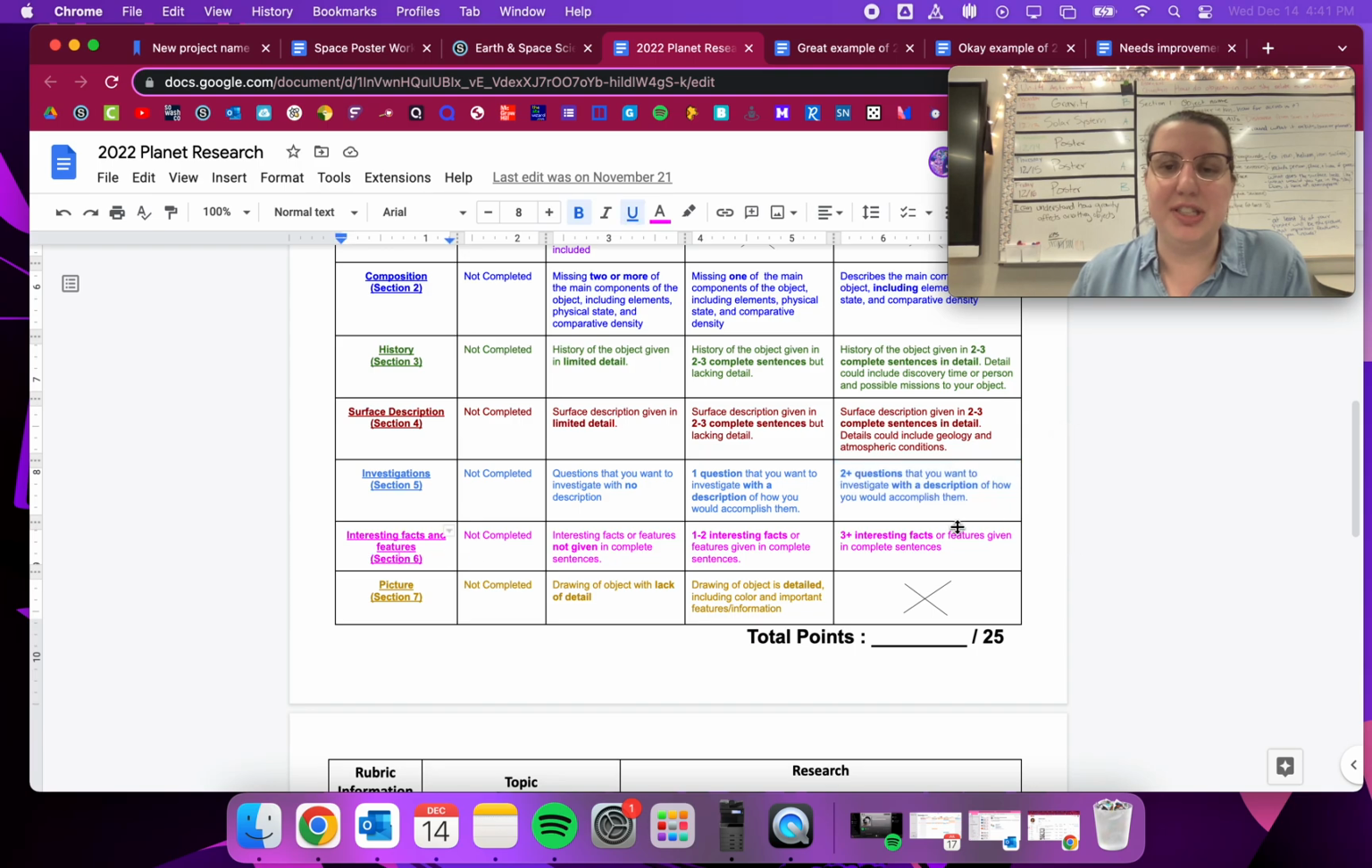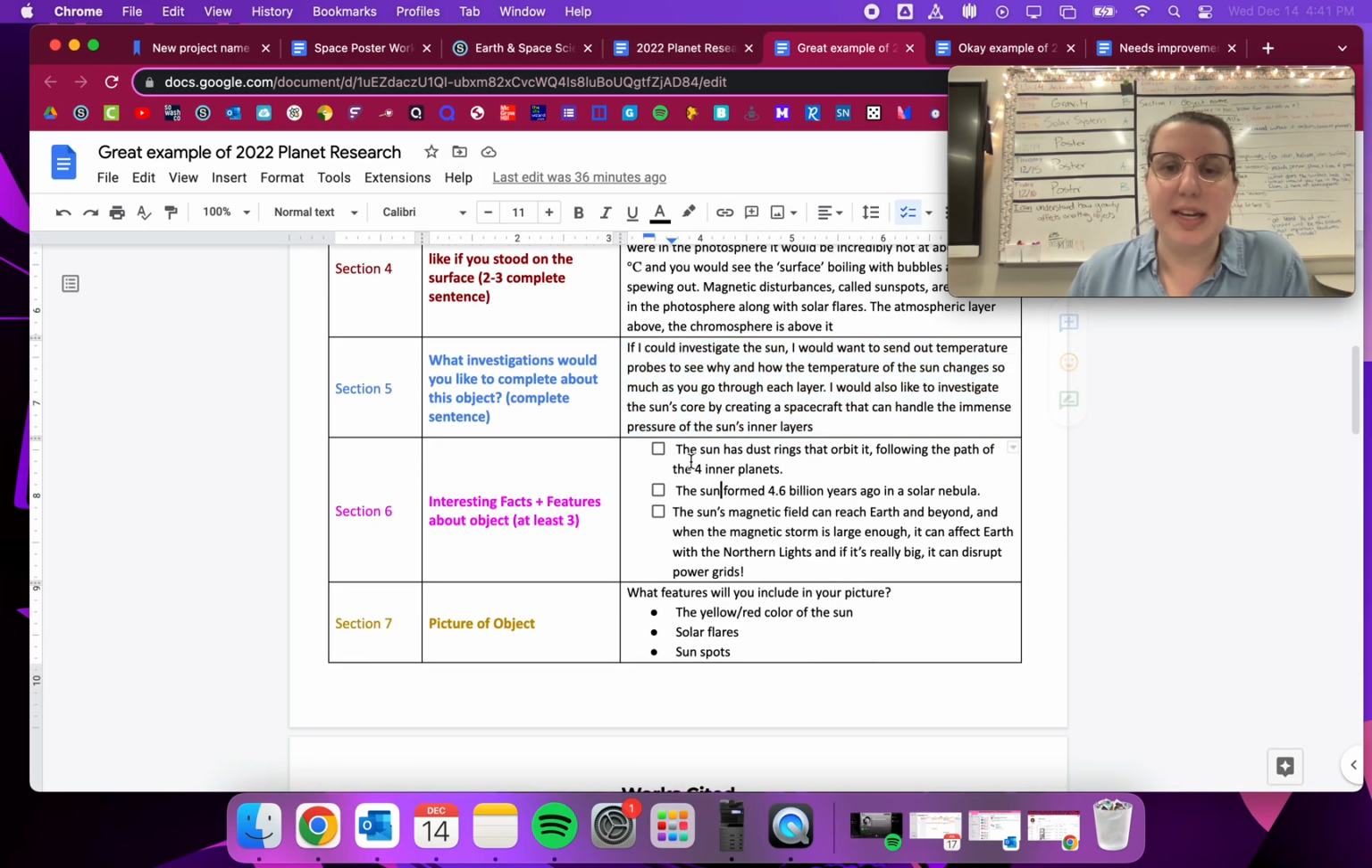All right, for section 6, to get a full 4 points, 3+ interesting facts or features given in complete sentences. A great example: the sun has dust rings that orbit it, following the path of the 4 inner planets. The sun formed 4.6 billion years ago in a solar nebula. The sun's magnetic field can reach Earth and beyond, and when a magnetic storm is large enough, it can affect Earth with the northern lights, and if it's really big, it can disrupt power grids. So those are all complete sentences. I have 3 of them.